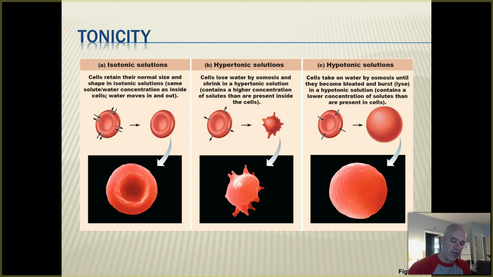What about our opposite situation over here? Let's say you've got a cell and it has a greater concentration of solutes, things like electrolytes and glucose and amino acids and proteins. Let's say the solute concentration is greater on the inside of the cell. What is going to happen to the water?